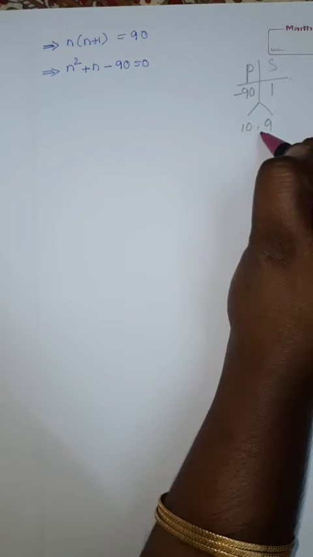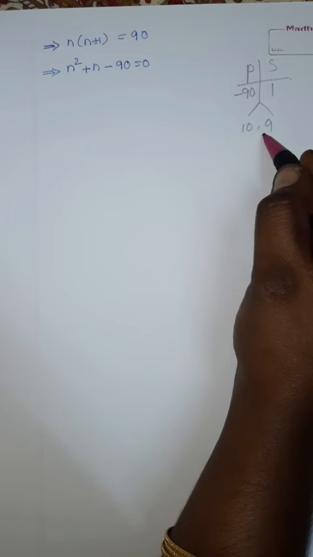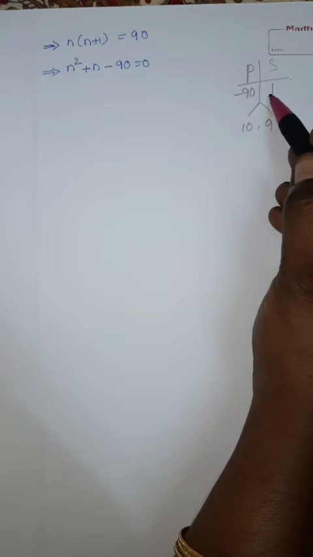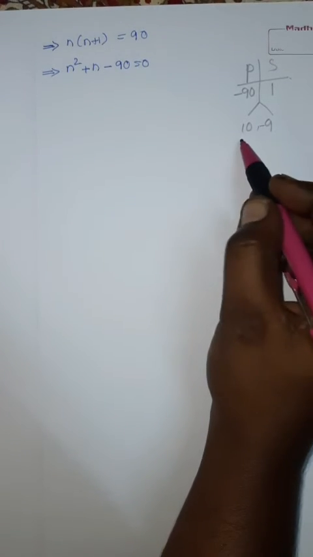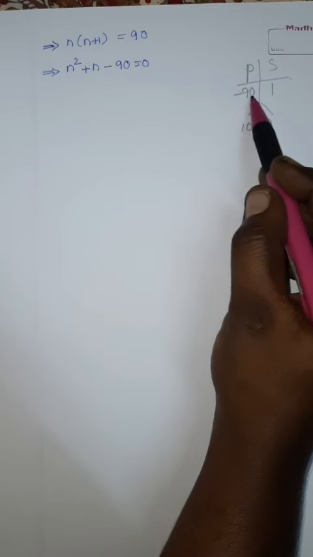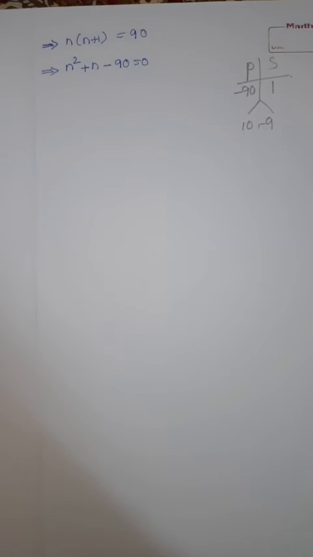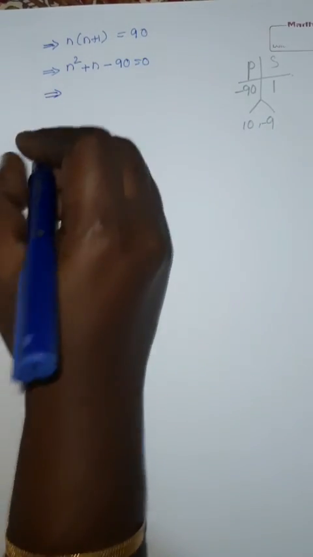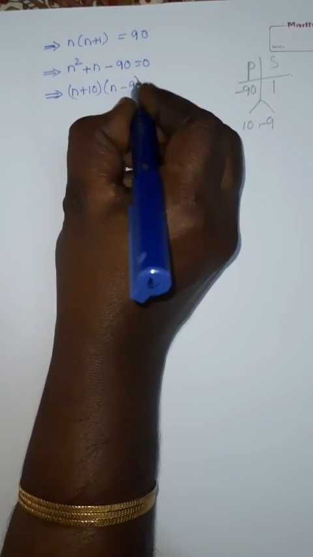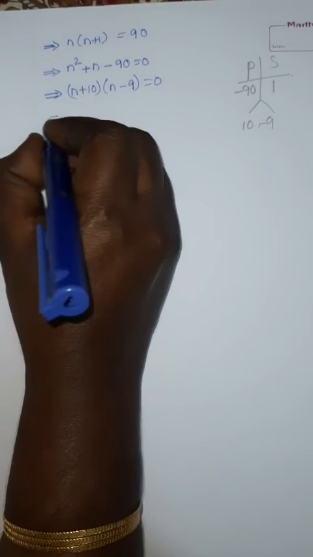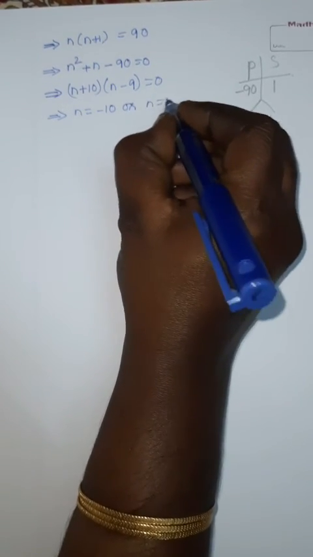The product is −90, so one of the factors is negative. You see the sum is positive, that means the greater number is positive. So we can choose −9. Now you check it: 10 into −9 is −90, and 10 − 9 is plus 1. Okay, so we get the suitable factors. So we can write (n + 10)(n − 9) = 0. That means what are the values of n? n = −10 or n = 9.